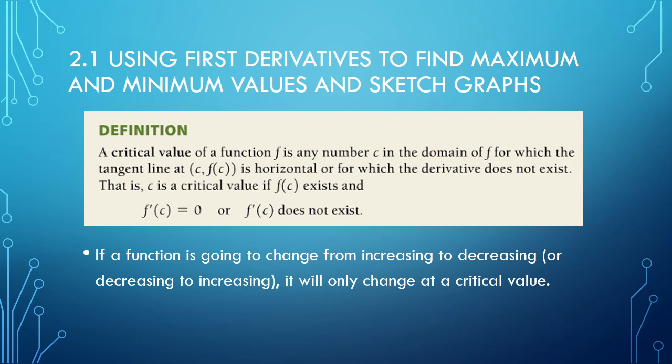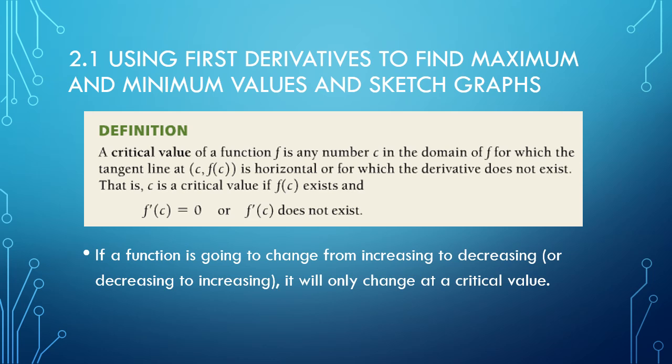So here's our next definition. A critical value of a function f is any number c in the domain of f for which the tangent line is horizontal or for which it does not exist. In other words, our critical values occur at x values where the first derivative is either 0 or does not exist. Because if a function is going to change from increasing to decreasing or vice versa, it's only going to change at a critical value.